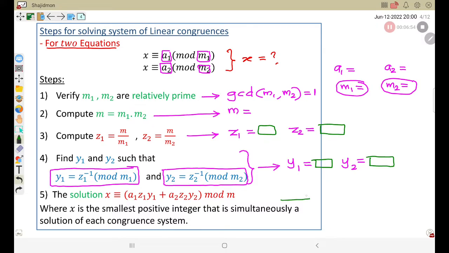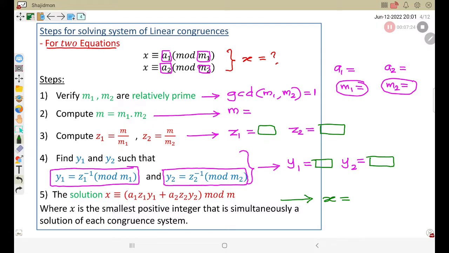Okay, now once you have these numbers, we are writing the fifth step. What is the solution? We are writing here x, the solution. What is the rule for that one? X congruent to a1 z1 y1, a1 multiply z1 multiply y1. A1 means what we are getting in the system of linear congruences. See the a1 number. Okay, a1 number multiply z1 number multiply y1 number plus a2 multiply z2 multiply y2 mod m number. M number means m1 multiply m2.